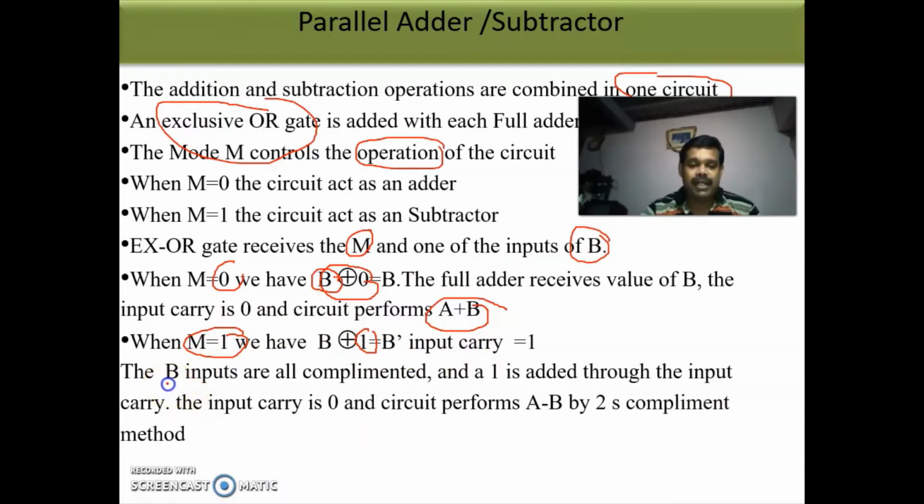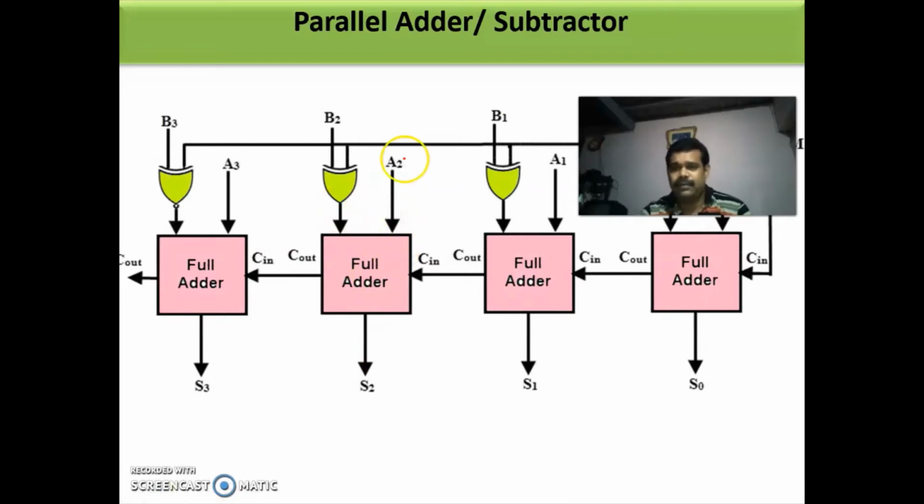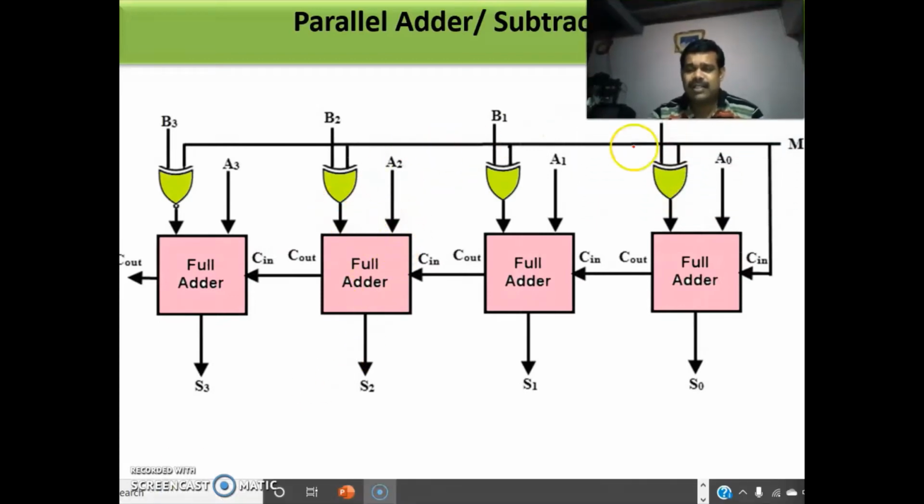So when M is equal to 1, the B inputs are complemented and a 1 is added to the input carry. We are connecting M to the input carry as well as to one of the inputs of the XOR gate. So it performs 2's complement addition. So the subtraction operation is carried out by using that 2's complement addition. So this is the circuit.